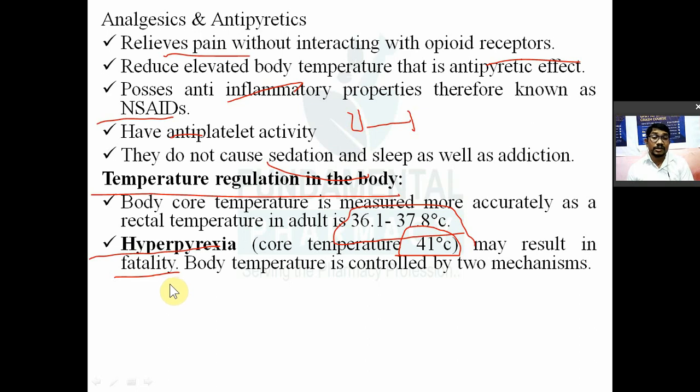Now this hyperpyrexia is normally decreased by your body's mechanism or simply by using drugs. But if the hyperpyrexia is more, suppose it is 41 degrees Celsius and the temperature remains for some time, so what will happen? That increased temperature will act on your brain, so that results in convulsions. So that is a fatal hyperpyrexia. If the body core temperature is 41 degrees Celsius, it may result in fatality. ये आपको मार देगा. ठीक है.